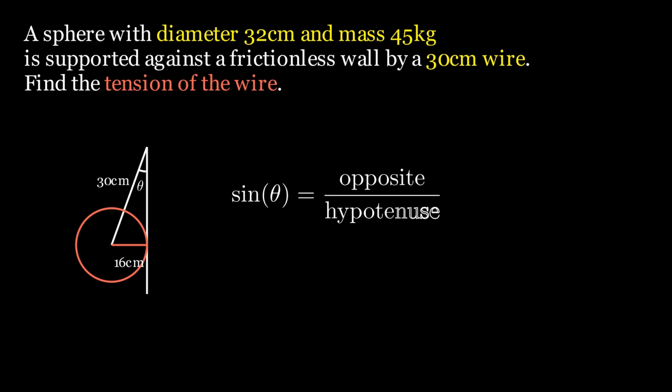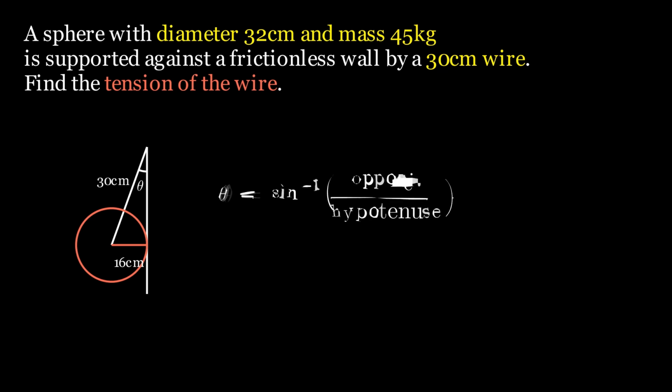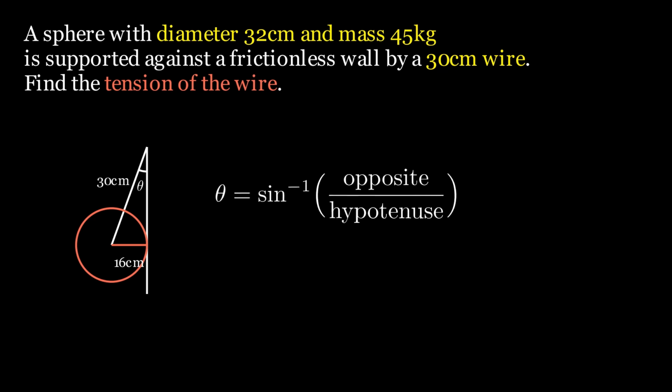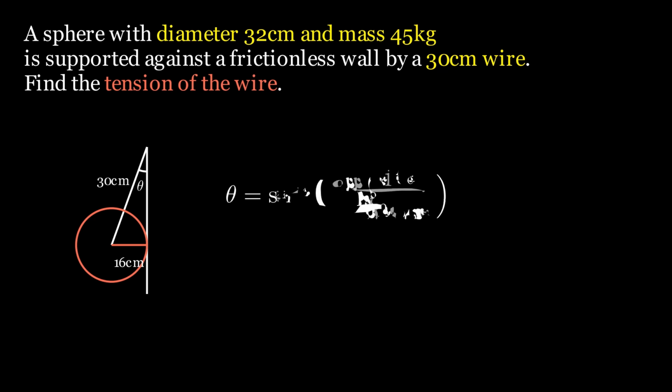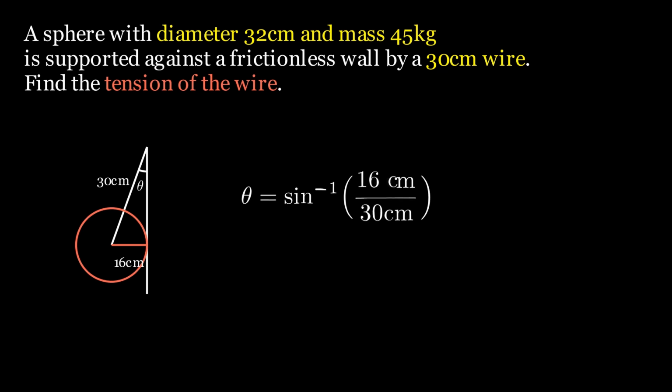wall. And we can do this pretty easily with some trigonometry knowledge, that the sine of an angle is equal to the ratio of the opposite side of that angle and the hypotenuse of the triangle that's being made. And we can plug in the values of 16 centimeters for that opposite side of the wall, which is the ball's radius, and 30 centimeters for the hypotenuse, or the length of the wire.